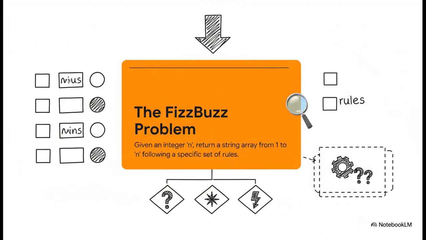Here's the mission, plain and simple. You get a number, let's say it's 15. Your job is to make a list that counts all the way from 1 to 15. But here's the twist. You have to swap out some of those numbers with specific words, and it all depends on a few rules. Let's take a look at what they are.